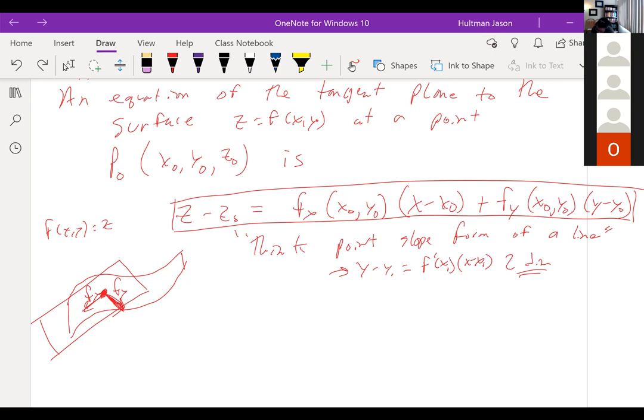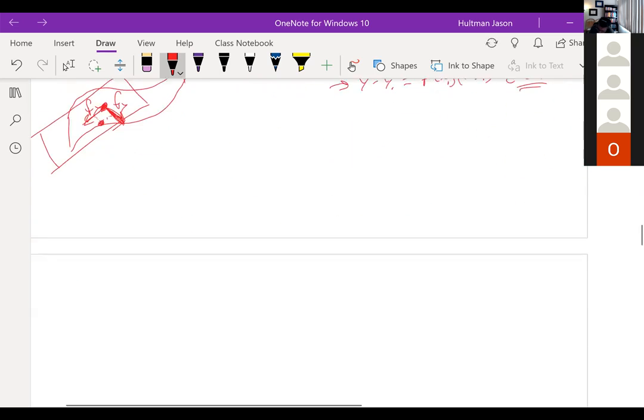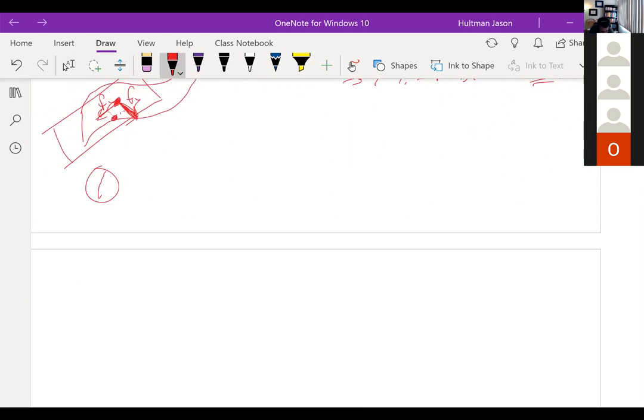I'm not going to spend a lot of time on it, but again, if I were to move from point to point, I would have a net change in the x direction, and I'd have a net change in the y direction. And so that's the slope of the tangent plane, using the partial derivatives.